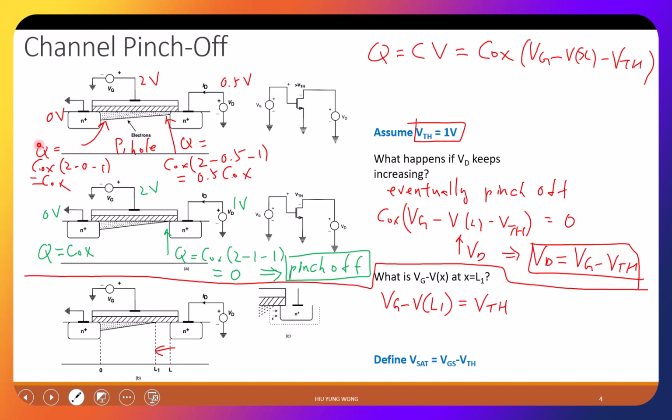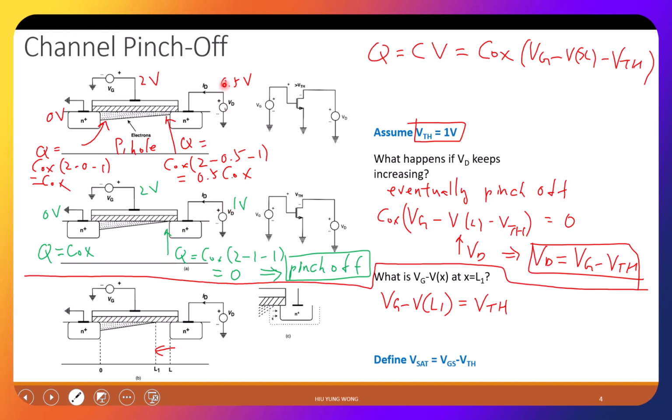Okay? So that's why I put here the charge at this point is Cox times 2 minus 0 minus 1. You give me Cox. But here I have 0.5 connected to the drain. So at this point it's 2 minus 0.5 minus 1, which is 0.5 Cox. So the message here is that I have more electrons on the left than on the right. It's not symmetric anymore, which makes sense because the voltages you apply to the source and the drain are not symmetric. They are different.